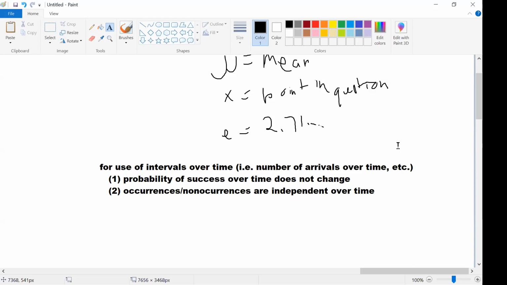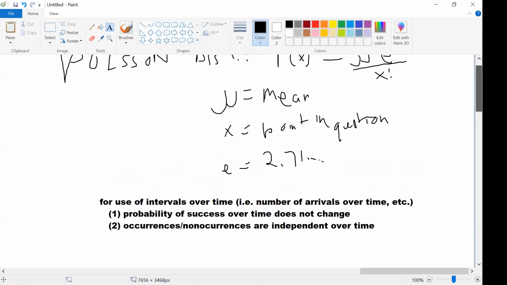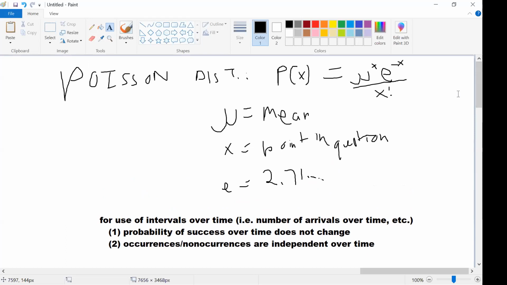So before I continue, does it make sense? Like, does the general contours of this Poisson distribution make sense? Yes. Pardon? 3 of what? Conditions? Yes. The first one is for use of intervals over time. That's the first one. Because that one, if you can't even say yes to that, there's no point in answering the rest of them. You can answer the rest as much as you like. If you don't satisfy that first one, end of story.